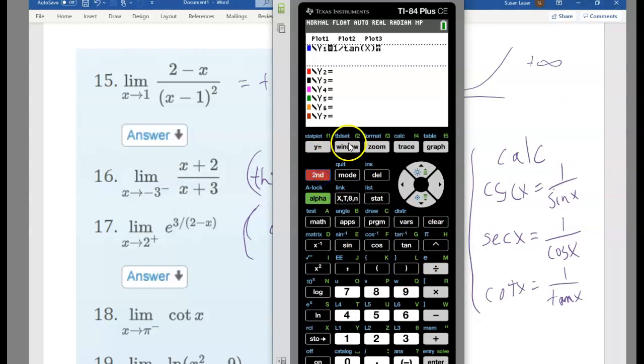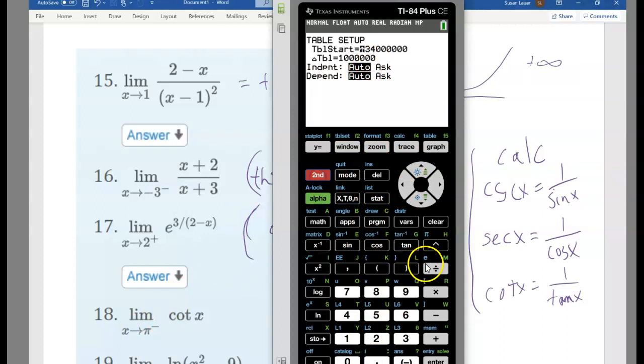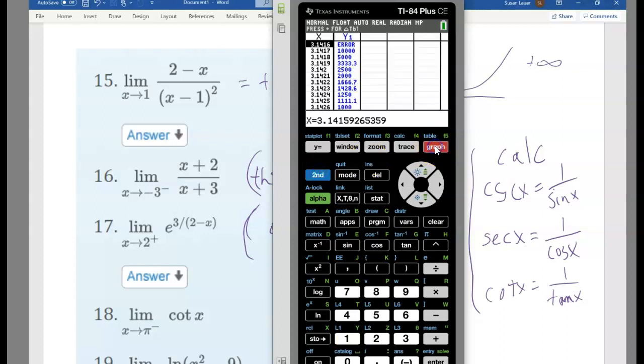Looking at the graph, I'm going to set a table at pi, second table, and I want it close around pi, so this isn't at infinity, this is close around pi. Our delta table will be small, 0.0001 is what I'll put in. We'll take a look at the values. See, it's huge right here. On the negative side it's huge, but it's negative. So it's going to negative infinity below pi, and positive infinity above pi, and they want the negative infinity here.